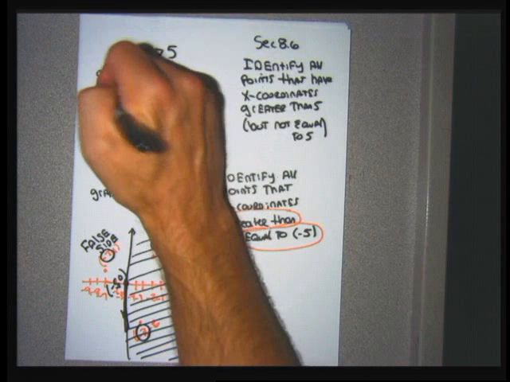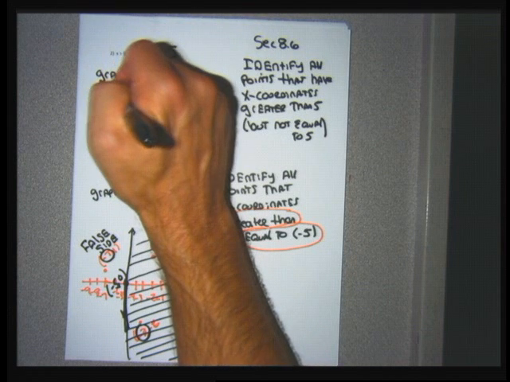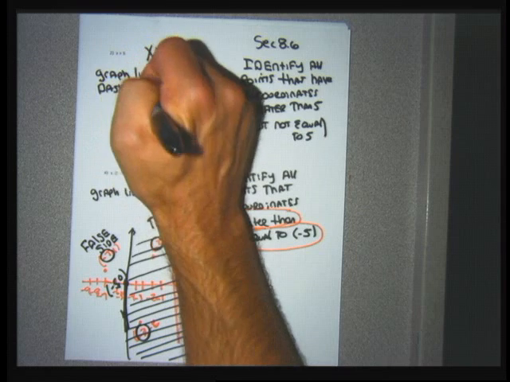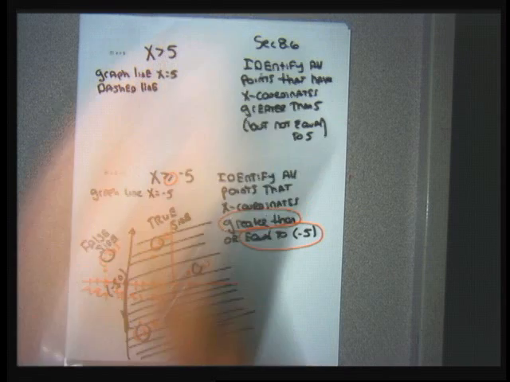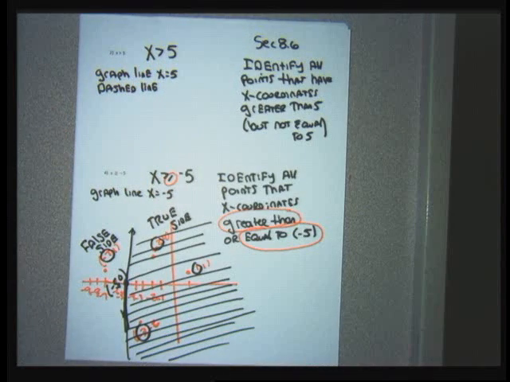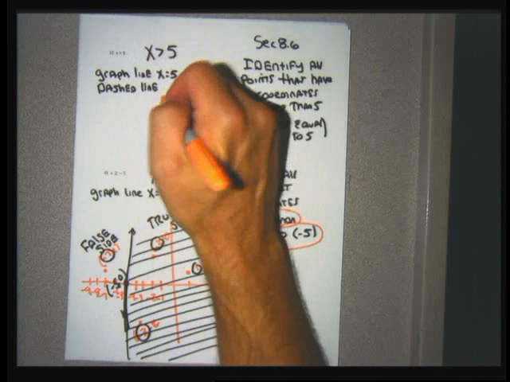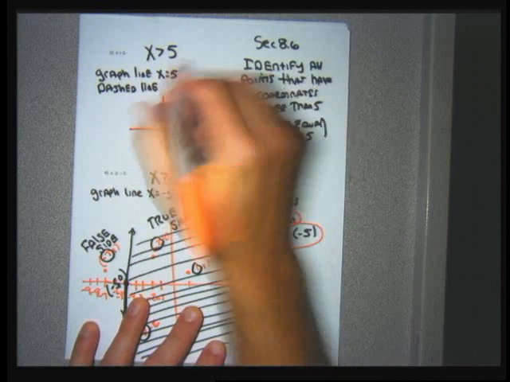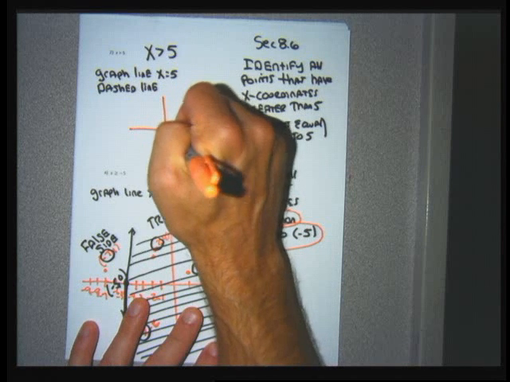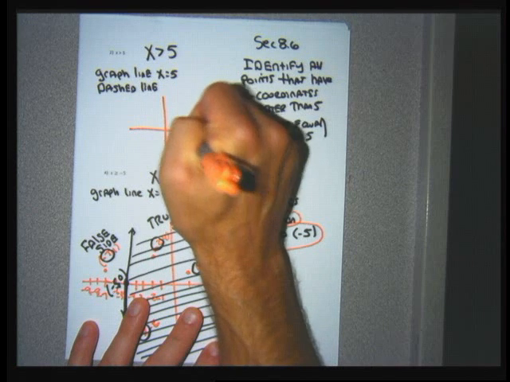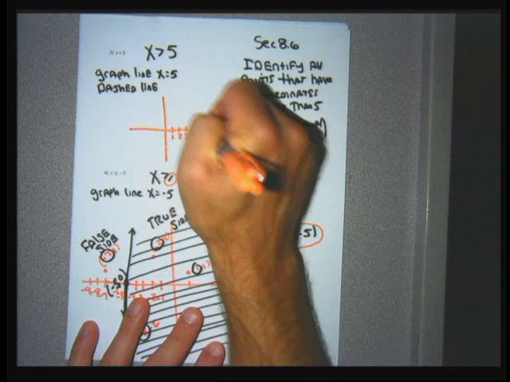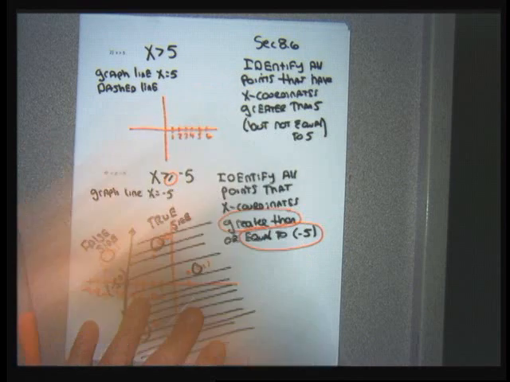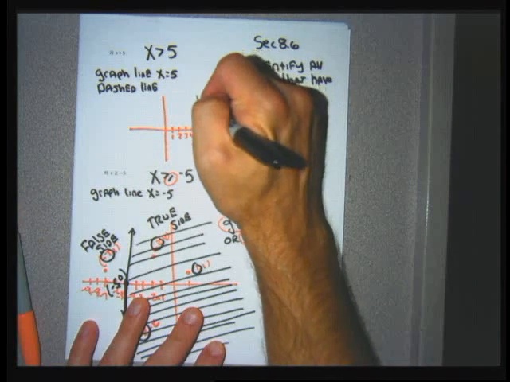But I'm going to draw it with a dotted or dashed line, meaning that that's the boundary of my solution, but it's not included in my solution. So to start off problem 2, I'm going to find 5 on the x-axis, because that's an important number. It's the only important number. And I'm going to draw a dotted line.